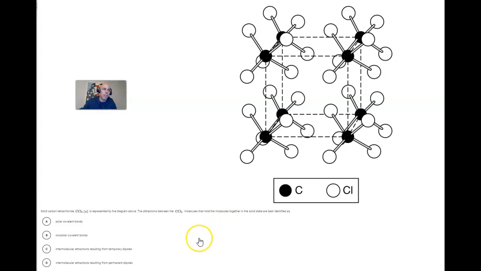All right, the answer is C. And the reason why is these CCl4 molecules are nonpolar. Even though the carbon-chlorine bond is a polar bond, CCl4 molecules with a tetrahedral geometry, which are symmetrical, are nonpolar. These are nonpolar molecules. Therefore, the forces that hold them together are from temporary dipoles, or induced dipoles. The answer is C, intermolecular attractions from temporary dipoles.